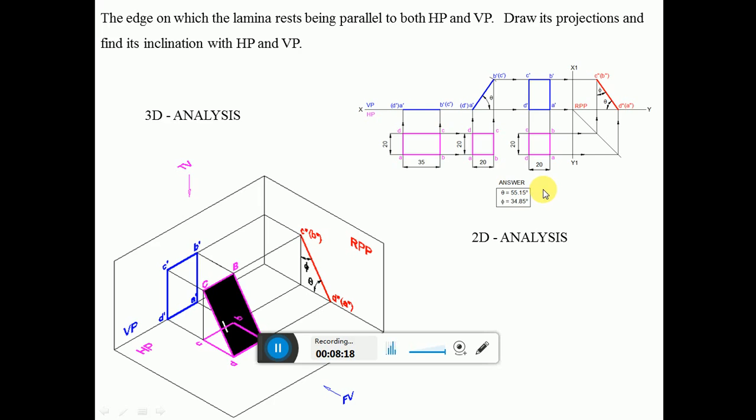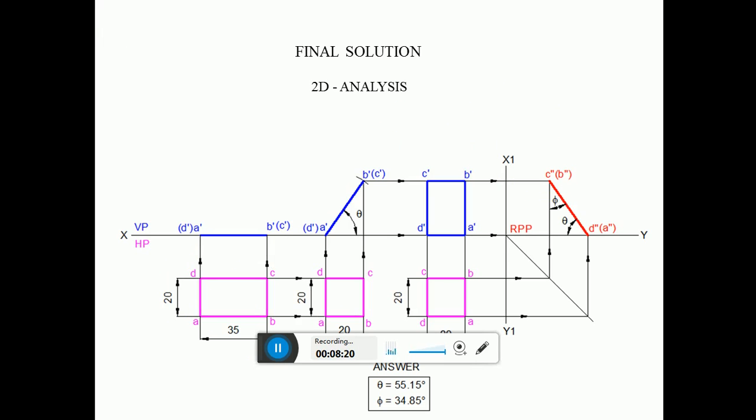So how do I know? This is the final position. How do I know that my problem is right? So here, the side which is resting on HP is parallel to both HP and VP. So it is parallel to HP, A dash, D dash, and it is parallel to VP, AD. And the lamina is rotated till it becomes a square of 20 mm side. So it is a square of 20 mm side.